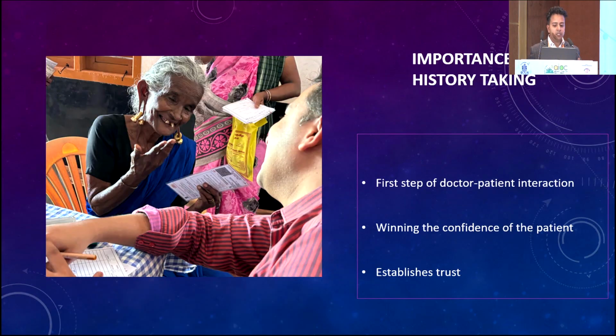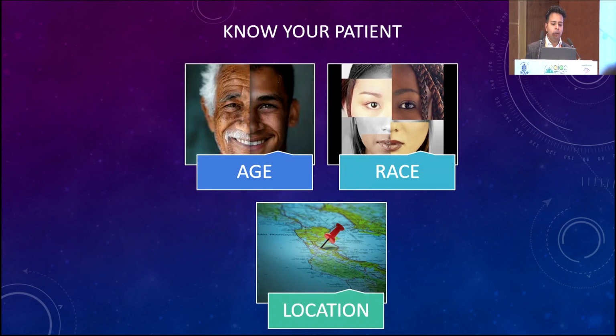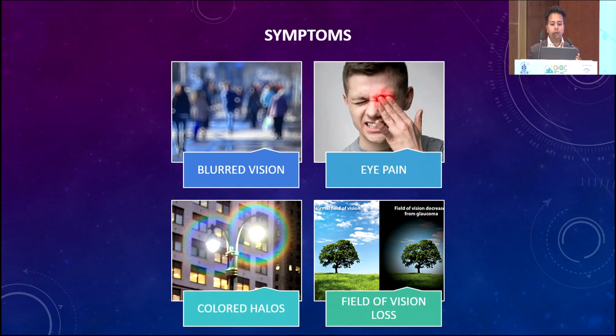So what is the importance of history? It is the first step of doctor-patient interaction, and the aim is to win the confidence of the patient and develop a rapport. So we should know about the patient's age, ethnicity, and the location where they come from. Then we have to ask the duration and severity, and what the symptoms are: blurred vision, eye pain, colored halos, field of vision. But we cannot forget the fact that primary open angle glaucoma is a silent thief of vision.